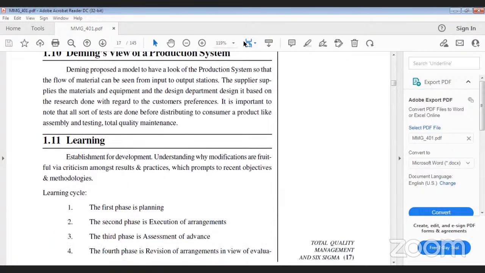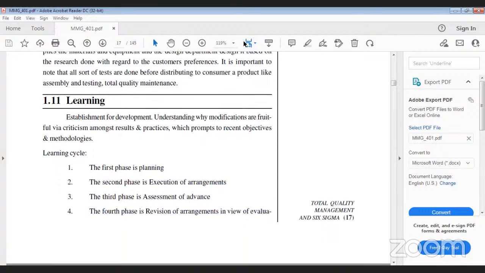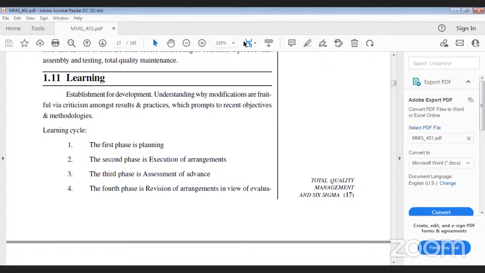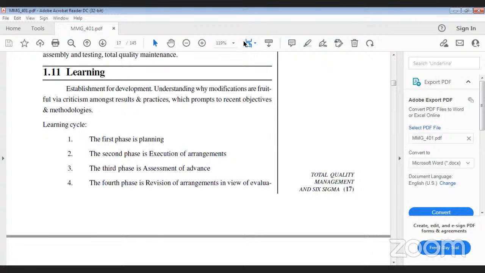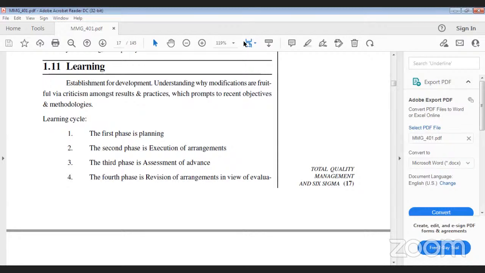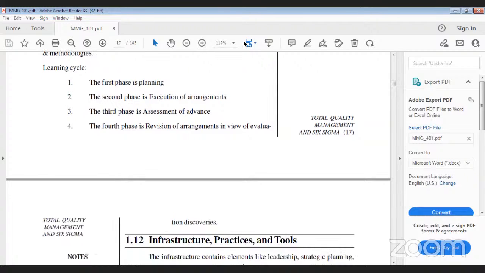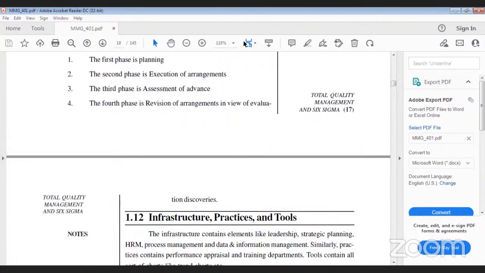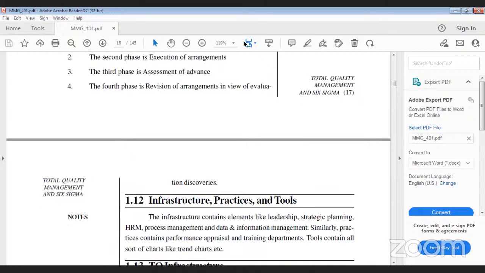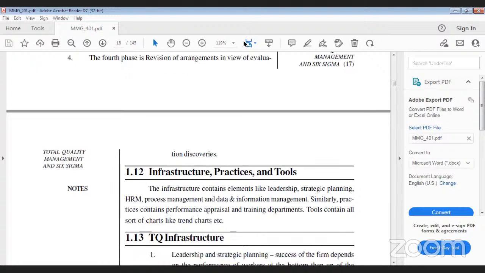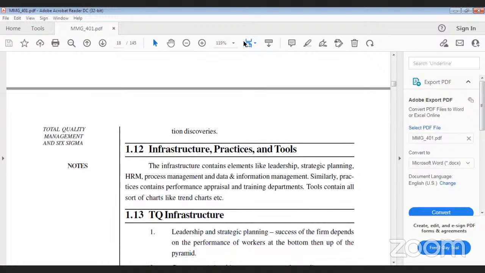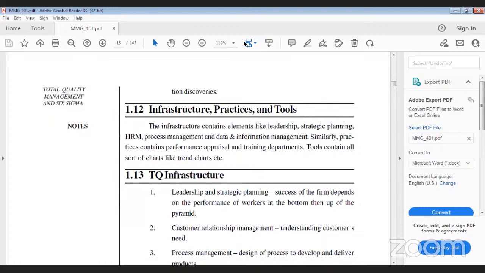There are 4 phases here. The first phase is planning, second is execution, third is assessment, and fourth is revision of management. So these are the 4 phases of this one. Then you will find that there are infrastructure and practice tools also. The infrastructure contains elements like leadership, strategic planning, HRM, that is human resource management, process management, and data and information management. Similarly, the practices are continuous performance appraisal and training also.